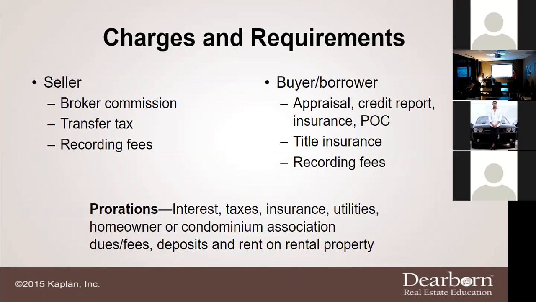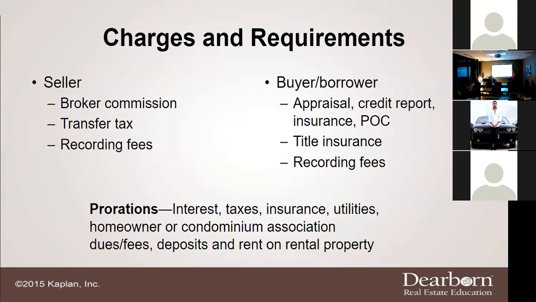You have to pay your buyer and borrower. I mean, the buyer-borrower have to pay for the appraisal, the credit report, the insurance, and any other type of charges that are out there. You also have to have your title insurance and your recording fees. These are all the buyers.